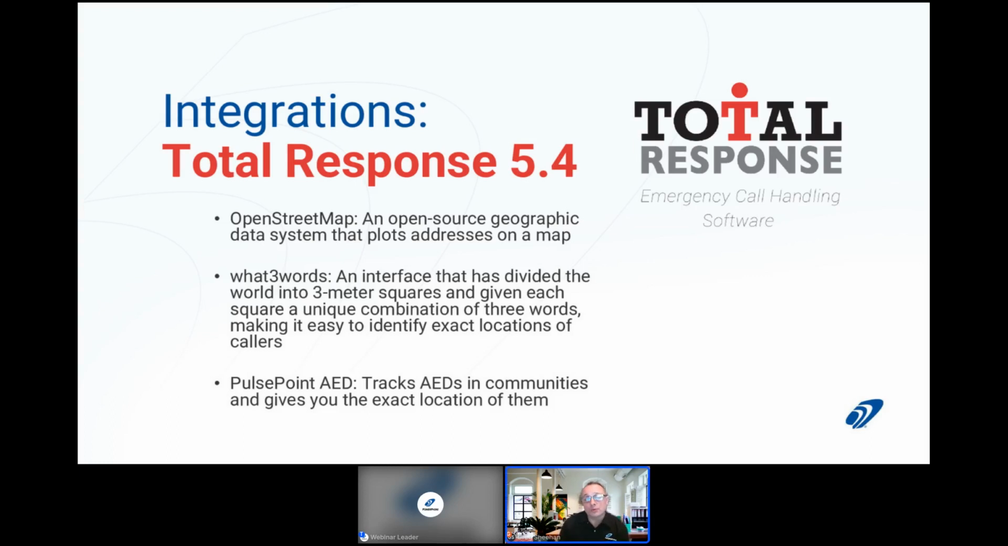You also might be familiar with What3Words, which is an application that is gaining in popularity. It's a very interesting application. They've taken the entire planet and they've broken it up into 3-meter squares. Each 3-meter square gets a 3-word address. And when you're using their application on your cell phone, you could tell exactly where you are on Earth by reading that What3Words address. So we now have an integration where we accept What3Words addresses and can plot those locations on the map as well.